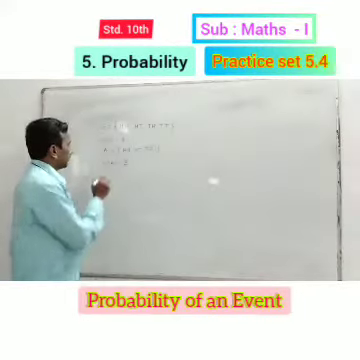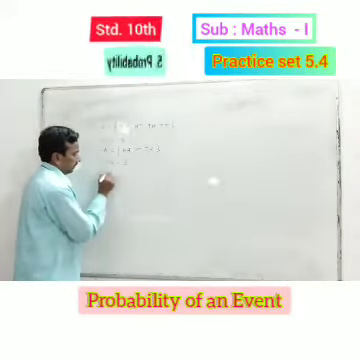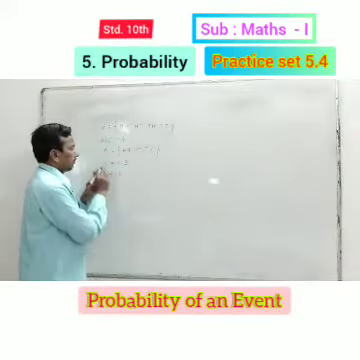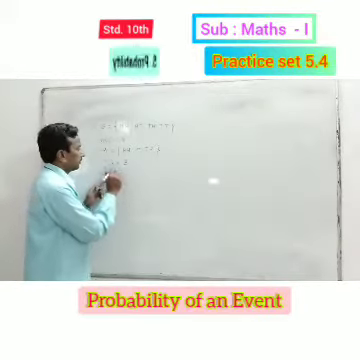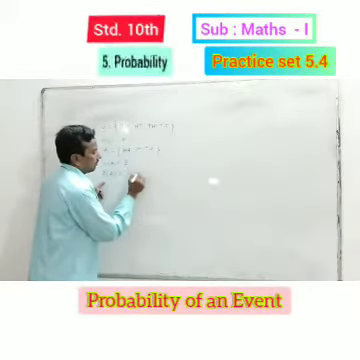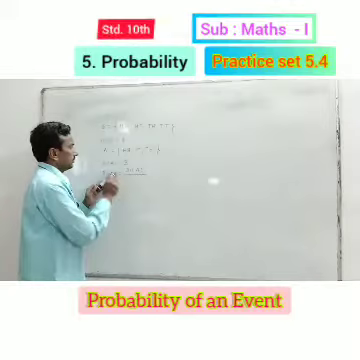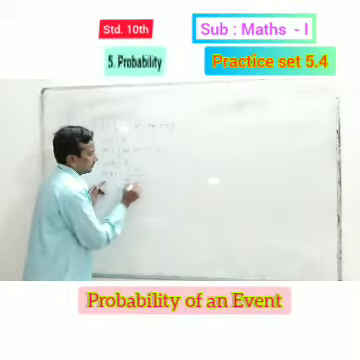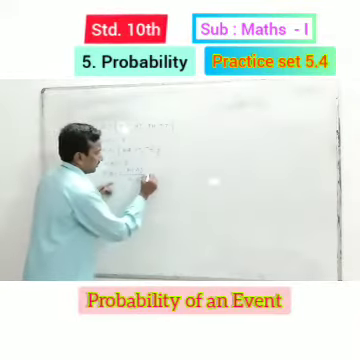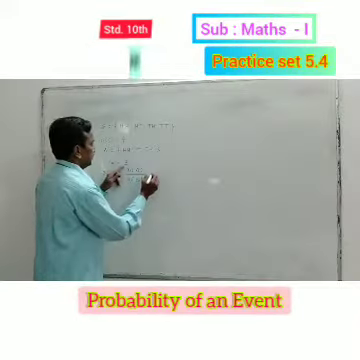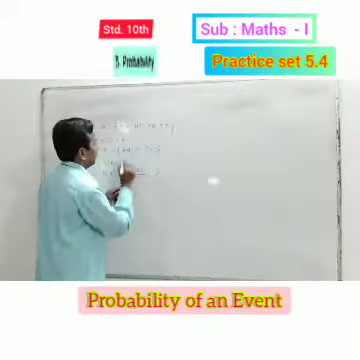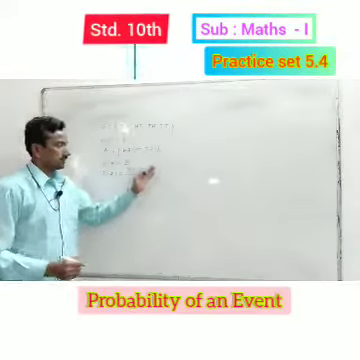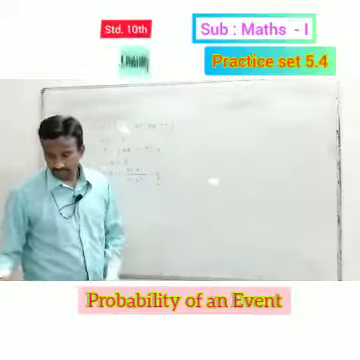Therefore, we have to find the probability of each event. Probability of A is, there is a formula, number of elements in event A upon number of elements in sample space. That is, number of A is 3 and number of S is 4. Therefore, probability of event A is 3 upon 4.